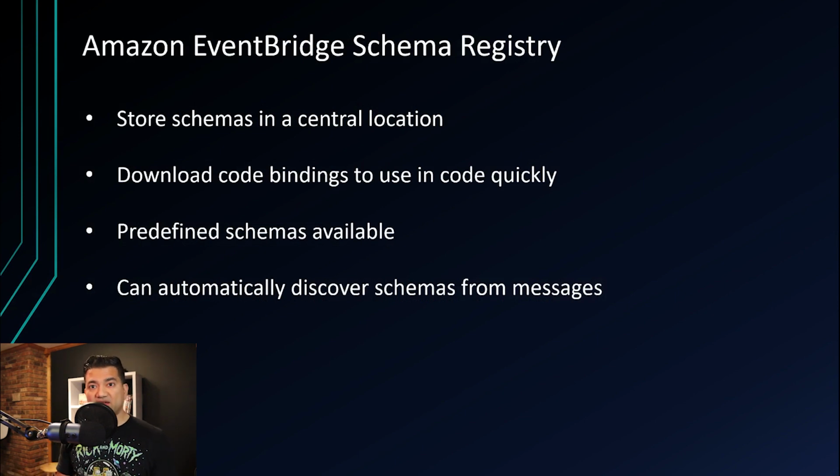So going back, not only can it create schemas from messages, it can automatically discover schemas as well. So all the messages can keep coming in the event bus, and you can say, hey, if there is some new message that does not conform to any schema, discover it and create the schema for me. So it is going to create all the schema, put it in schema registry, and then you can go to that event bus, download the code binding for those new schemas, and then import it in your code.